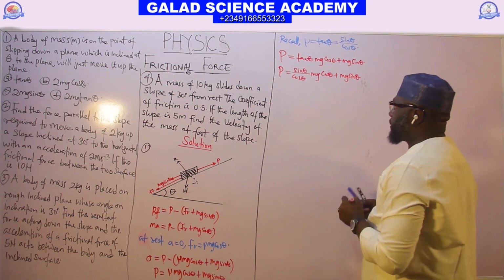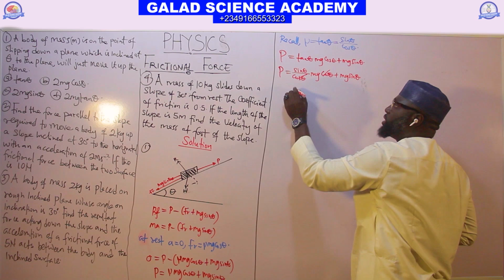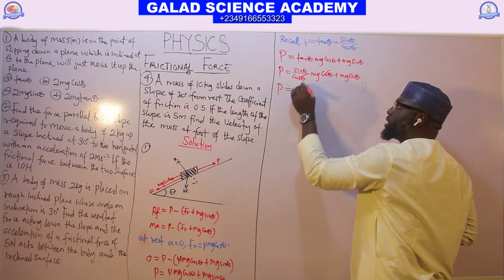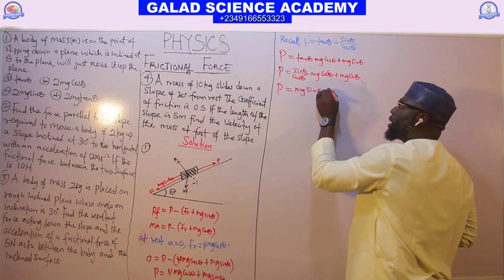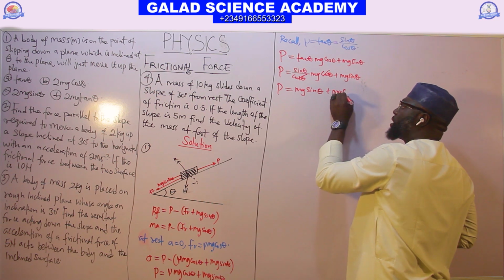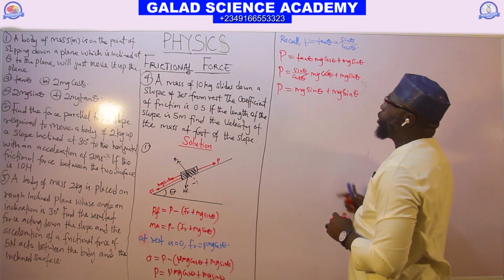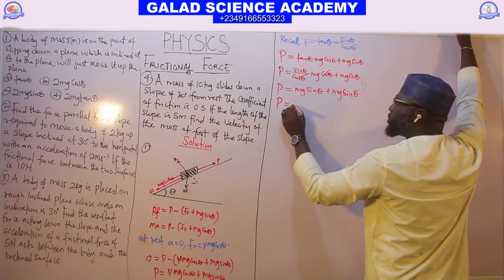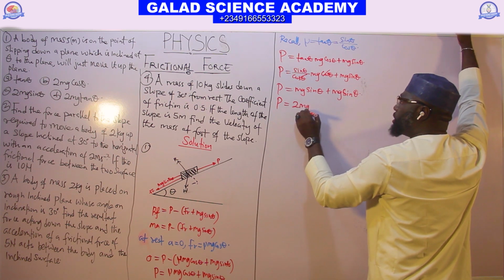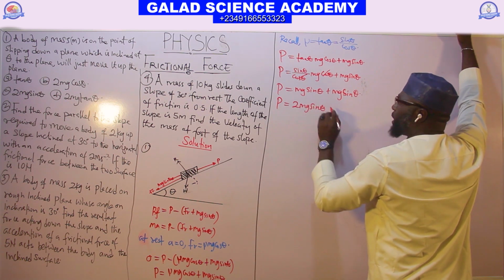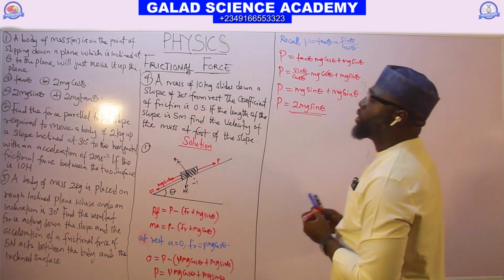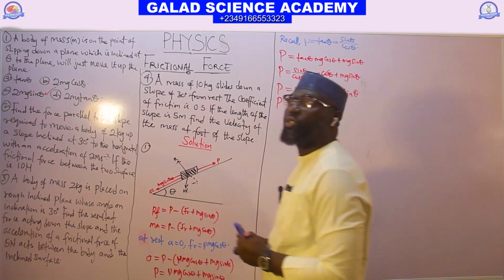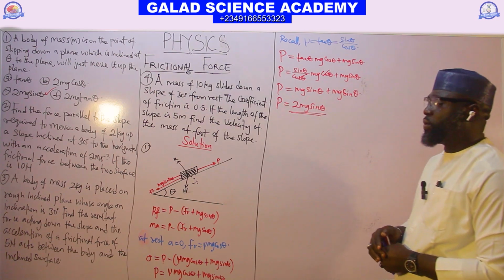So in this case now, this cancels this. We are now left with P equal to mg sin theta plus mg sin theta. One mg sin theta, one mg sin theta. The force that keeps the body moving is 2 mg sin theta. That will be the final answer. Which of the options is correct? The correct option is C. So that's for that.